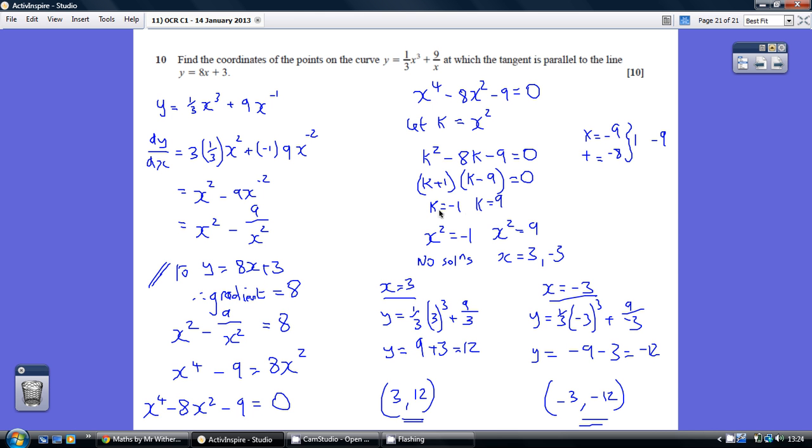So we can work out that k is minus 1 and k is 9, so x squared is minus 1, x squared is 9. Well, you cannot square root minus 1, so there's no solutions coming from this, but from this we get two solutions, x being 3 and minus 3. Now for both of these we need to work out the y coordinate, so we need to substitute our values for x back into the original curve, which I've done here and here, giving us a final answer of the two coordinates where it's parallel to that line of 3, 12 and minus 3, minus 12.